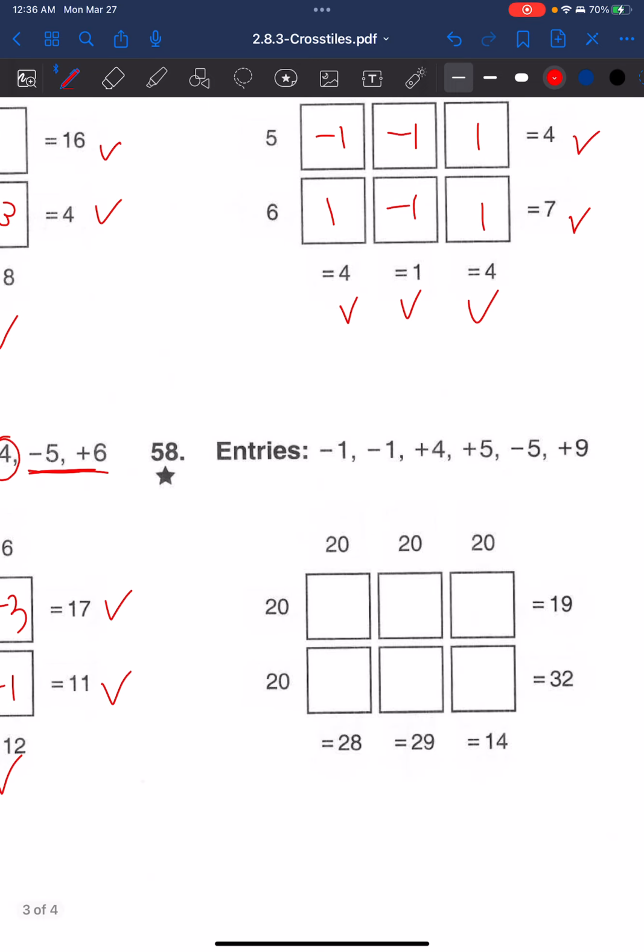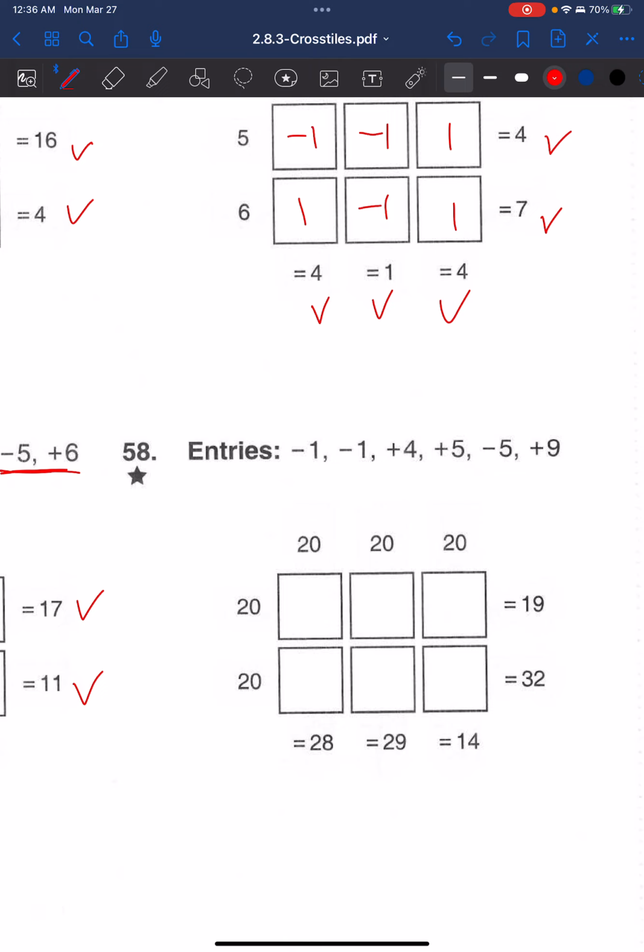Now, our last question. The numbers that we have are negative 1, negative 1, 4, 5, negative 5, and 9. So for question number 58, to get from 20 to 28, we need to add 8, and so we need to use negative 1 and 9. We'll just add the numbers we need instead of adding them into the squares, because they can go in either order. For the middle row, we need to add 9, and so the possible combination is going to be 5 and 4. To get from 20 to 14, we need to subtract 6, and so we need negative 1 and negative 5. Now from 20 to 19, we need to subtract 1.